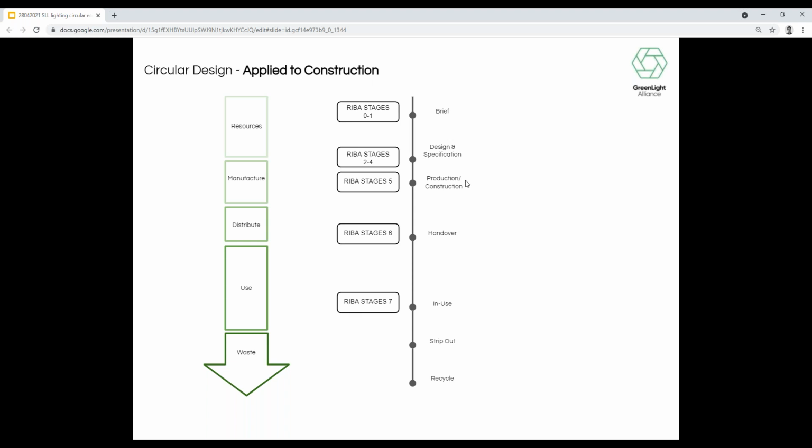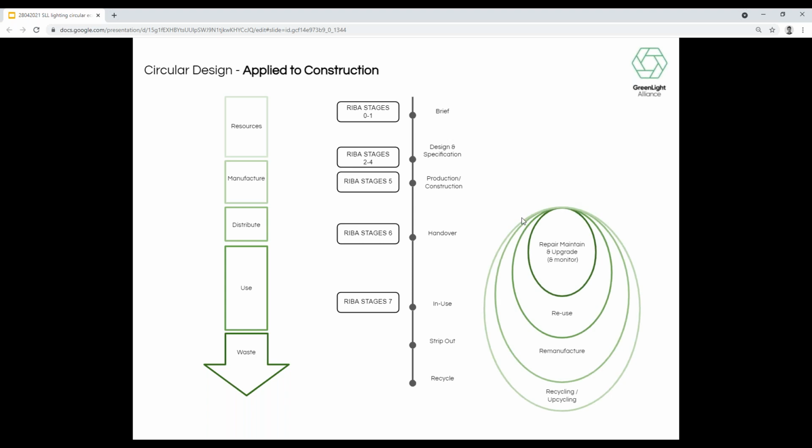So when we apply this to construction, and Mark will look at examples of this in his part of the presentation, at the moment a lot of the opportunities for circular design exist in this second half, if you like, of the RIBA stages. So once the products have been produced, the maintain and upgrade, the possibility for reuse and remanufacture are all here, but greater collaboration between the supply chains is needed.